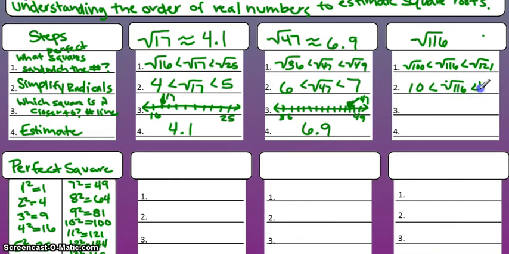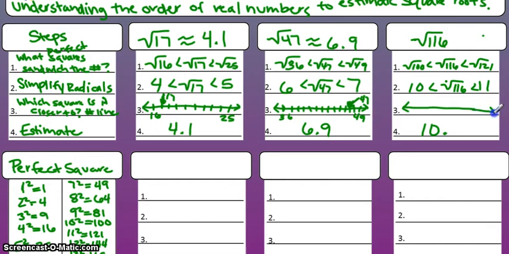Okay, we simplify those radicals, so 10 is less than the square root of 116, which is less than 11. So instantly we know our answer has to be 10 point something. Because it can't be 10, it has to be bigger than 10, but it has to be less than 11. So it's going to be 10 point something.